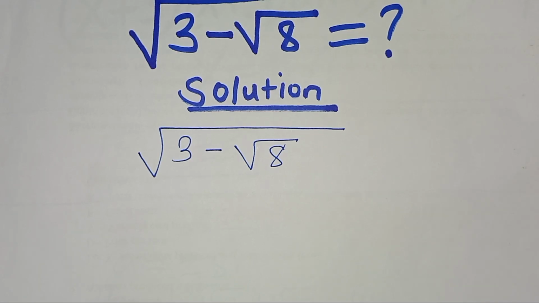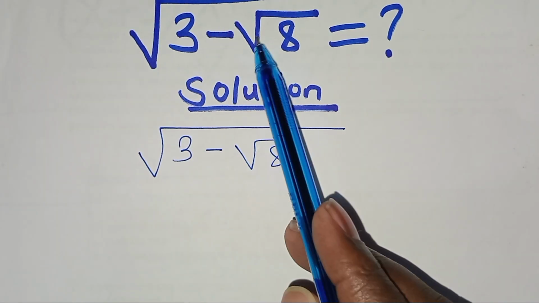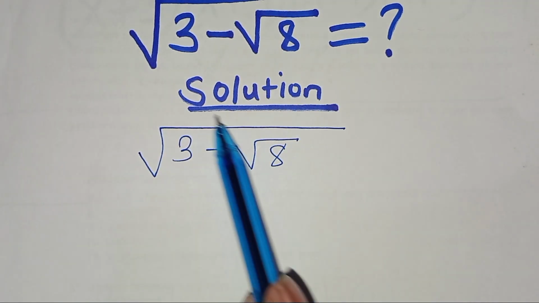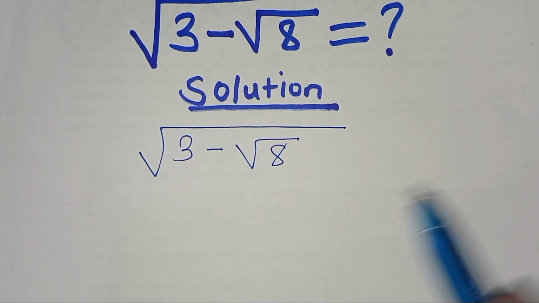Hello everyone, welcome. Given this nested square root problem, the square root of 3 subtract square root of 8. Now for the solution, we have the square root of 3 subtract square root of 8.